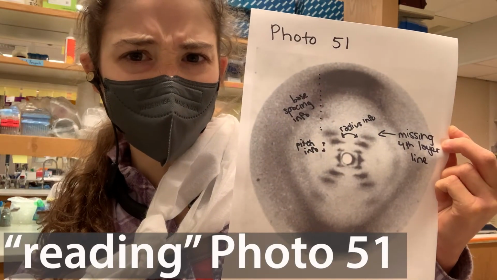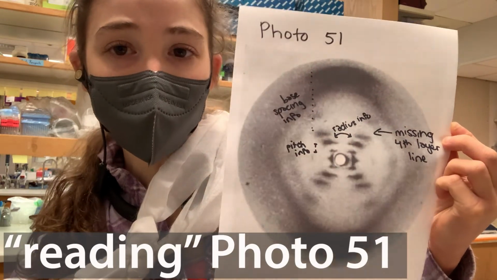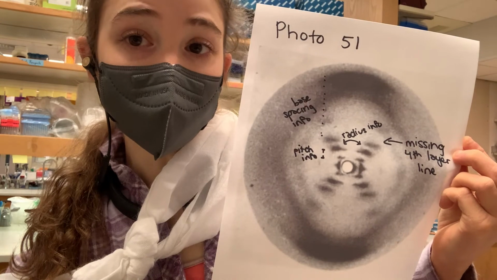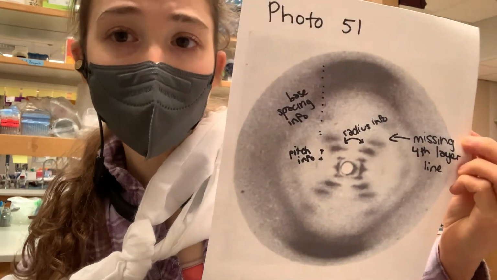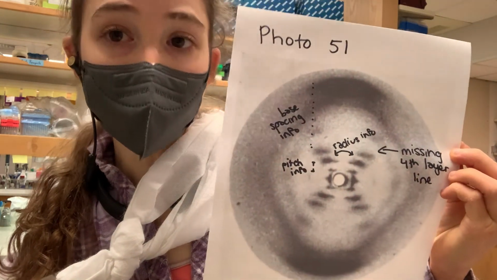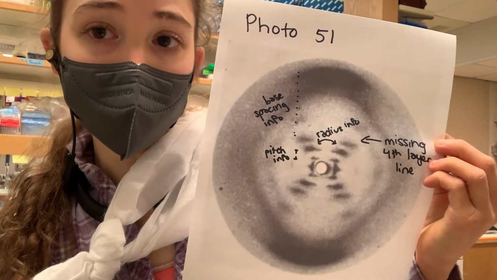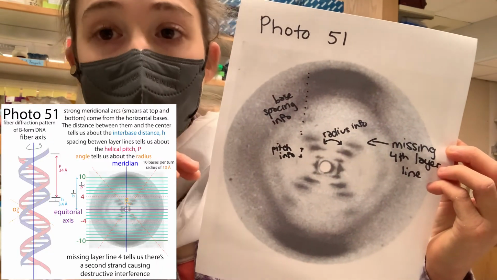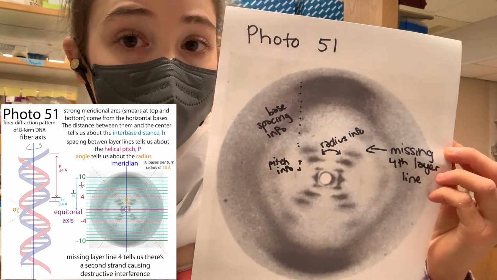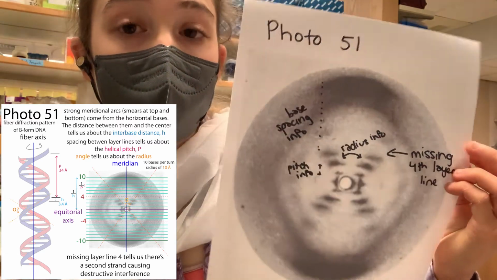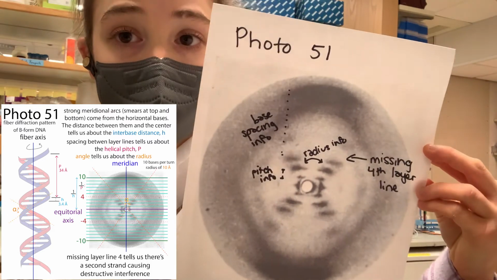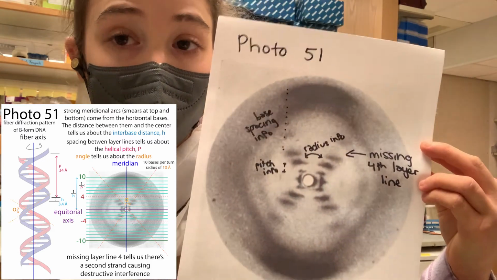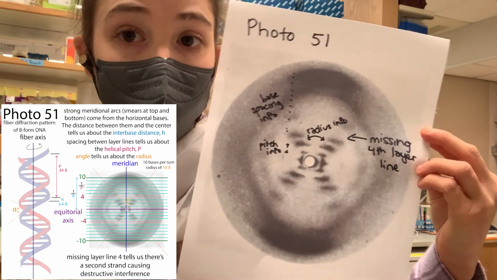How the frack does this show you the structure of DNA? So this is photo 51, and it is a fiber X-ray diffraction image of DNA. It was taken by Raymond Gosling, who was a graduate student in Rosalind Franklin's lab in the 1950s, and this and other of their images were used by Francis Crick and James Watson to solve the structure of DNA.